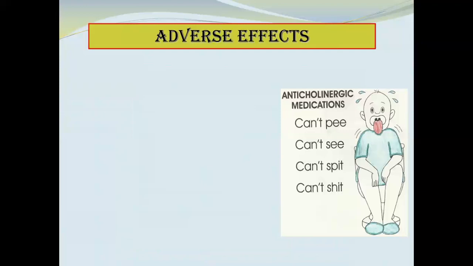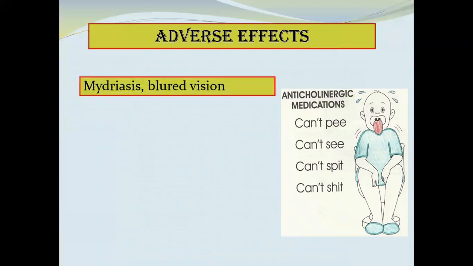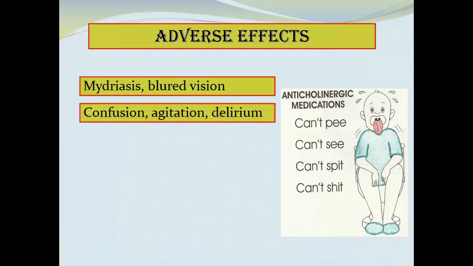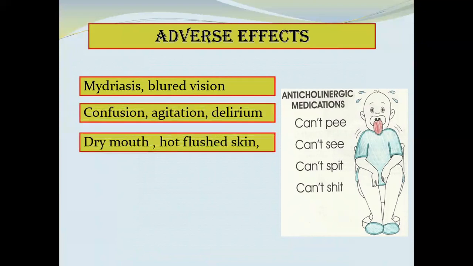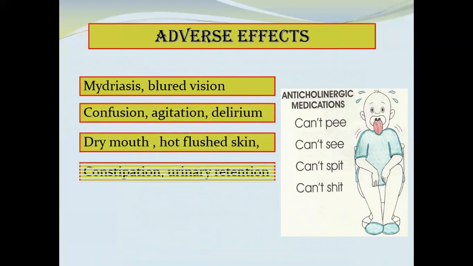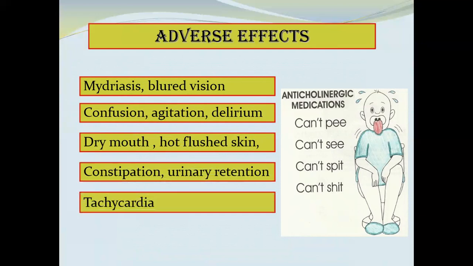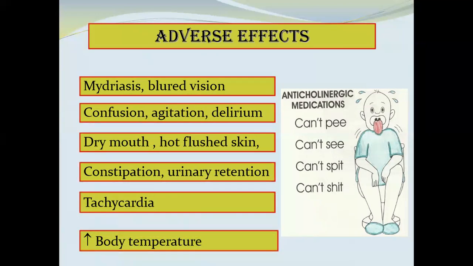The adverse effects of these drugs are that they make you not pass urine, you are not able to see well, you can't speak, and you cannot even go to the toilet. So they can cause mydriasis, blurred vision, confusion, agitation, delirium, dry mouth, hot flushes, and constipation, urinary retention and tachycardia, and increased body temperature.